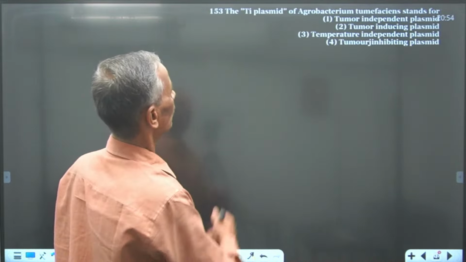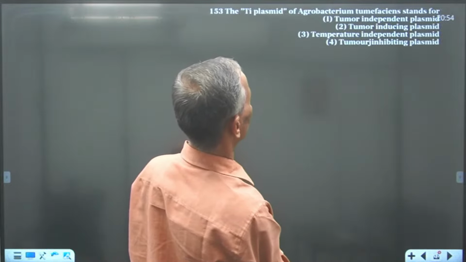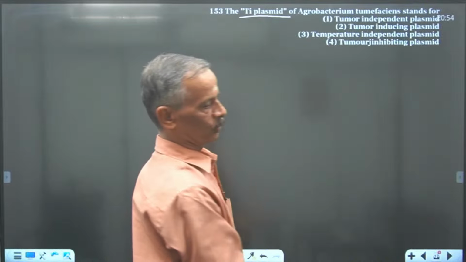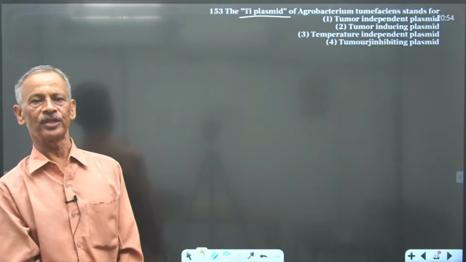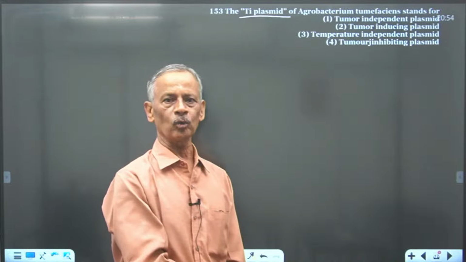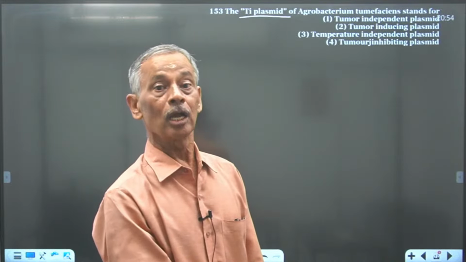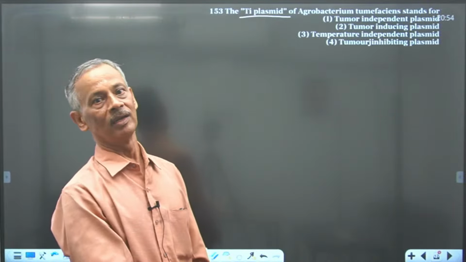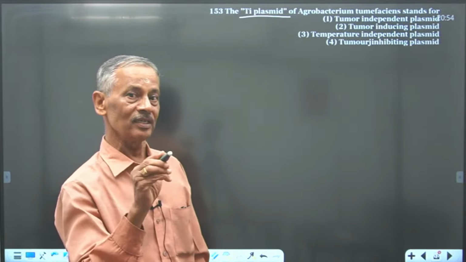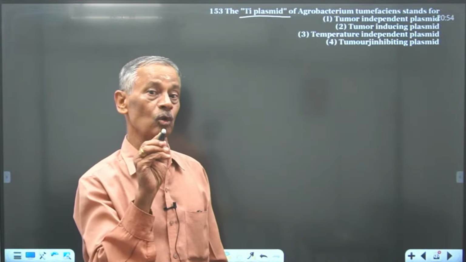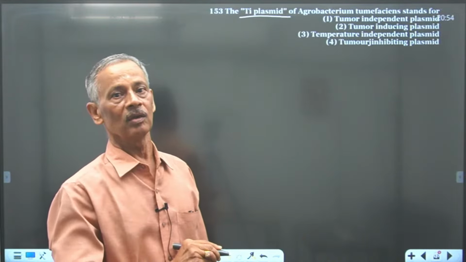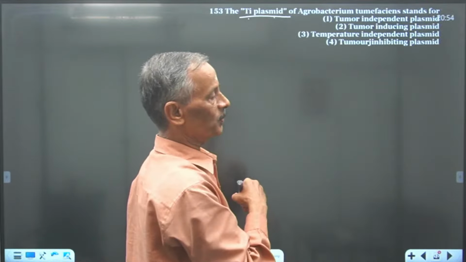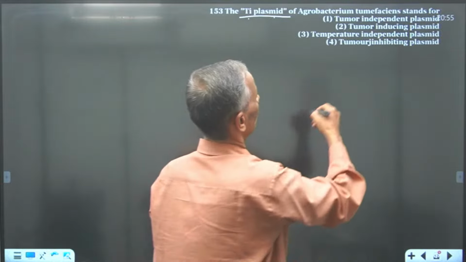TI plasmid of Agrobacterium tumefaciens stands for tumor inducing. It's a soil living bacterium but can invade dicot plants and cause what is called crown gall disease, a tumor called crown gall. The crown gall disease is caused by the T-DNA in its TI plasmid. That is why we call it tumor inducing plasmid.